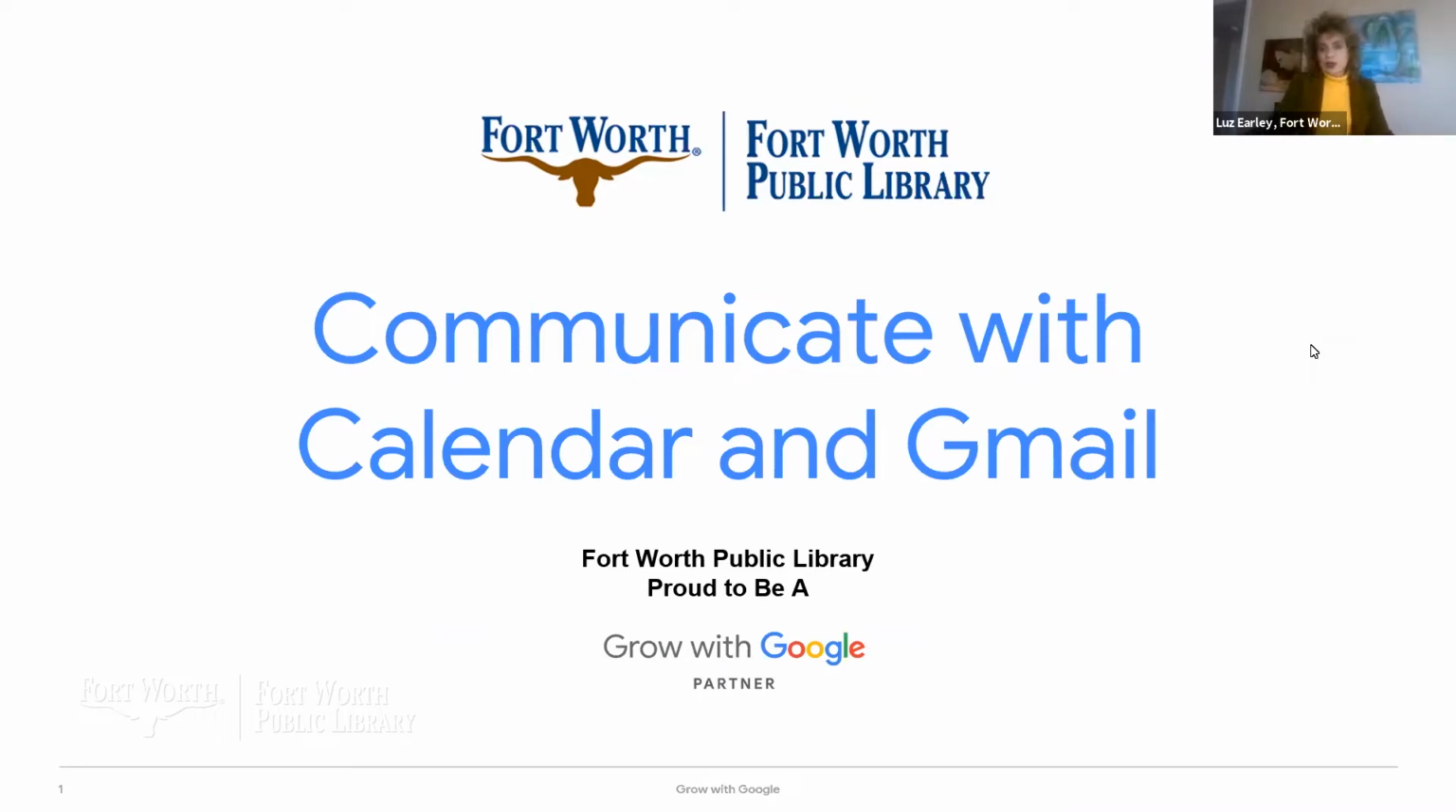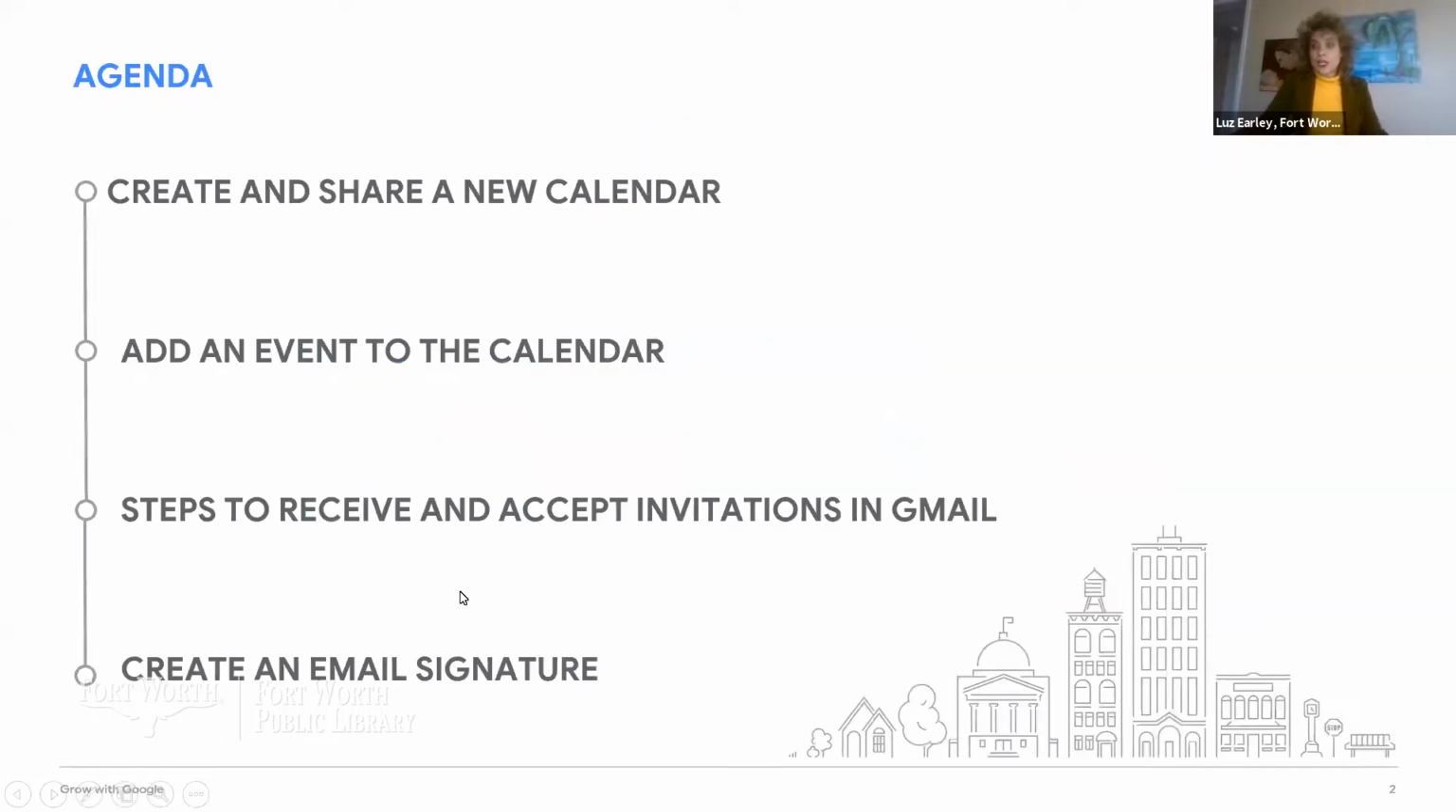So we're going to start with communicate with Calendar and Gmail. And I'm going to talk for just a moment about what we're going to cover today, a little bit of an agenda. So we're going to see what the steps are to create and share a new calendar, and that would be a calendar inside of Google Calendar. Then we're going to talk for a bit about adding an event to the calendar, and our event is going to be a meeting. We'll talk about that in a few minutes.